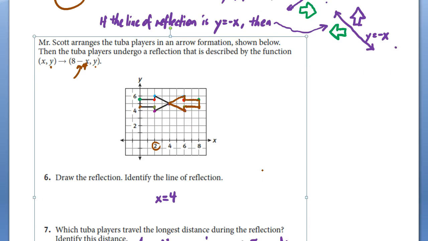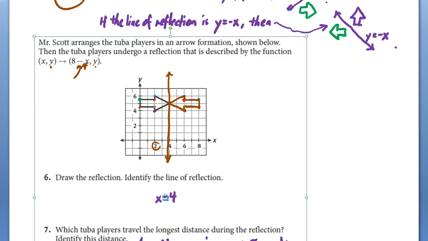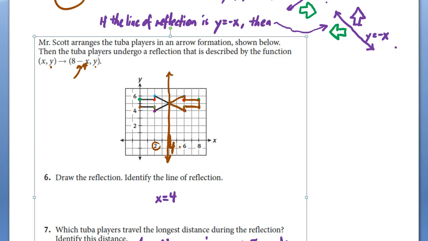So number 6, draw the reflection. There it is in brown. And identify the line of reflection. For the original arrow that was drawn in black ink to end up looking like the one in brown, we have to have reflected it over this vertical line right here. And this is the line x equals 4. It's a vertical line crossing the x-axis at 4.